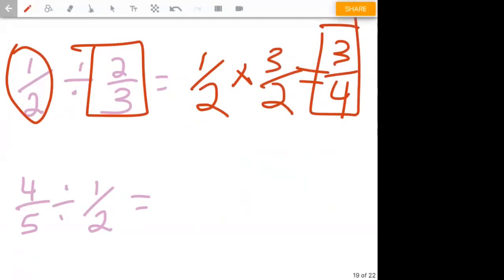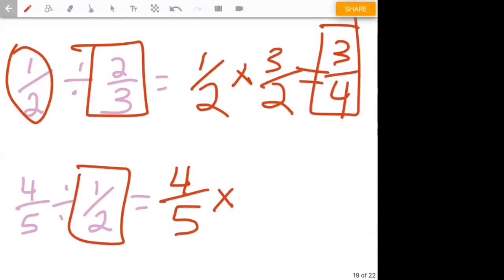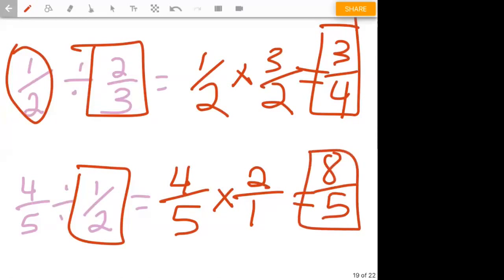All right, 4/5 divided by 1/2. Again, we're going to keep the first fraction as 4/5. Instead of dividing, we're going to multiply by the reciprocal, which you just flip. That would be 2/1. So if we multiply, we get 4 times 2 is 8, 5 times 1 is 5, 8/5, or that's the same as 1 because 5 goes into 8 one time and you have 3 left over, so 1 3/5.